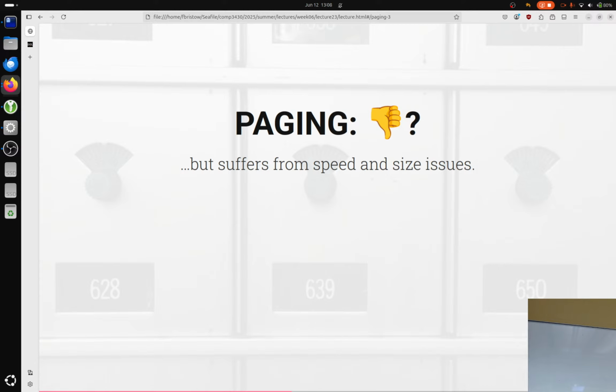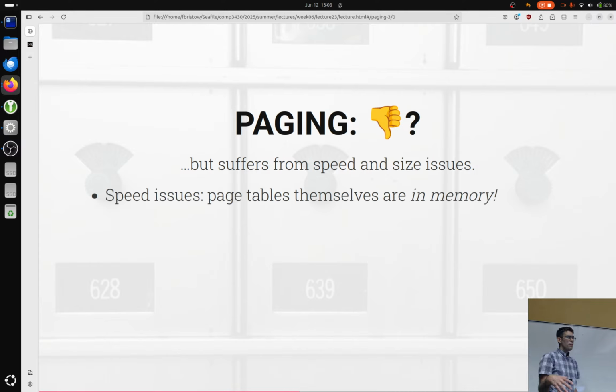But the problem with this is that it's going to suffer from some speed and size issues. The speed issues are that the page tables are in memory. And so remember back to thinking about, well, what does the OS do and what does the hardware do in terms of translating addresses? If the OS were doing it, we'd have to do things like having instructions running that are translating the program counter's virtual address into a physical address, and then having to translate the address of the operands for the instructions.